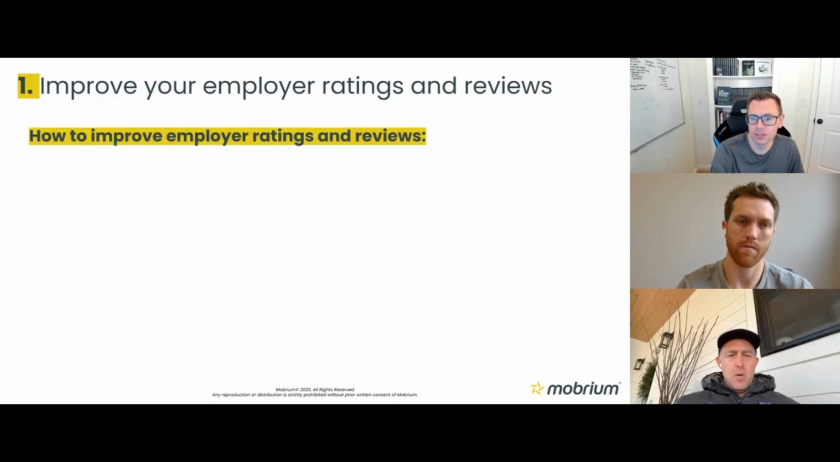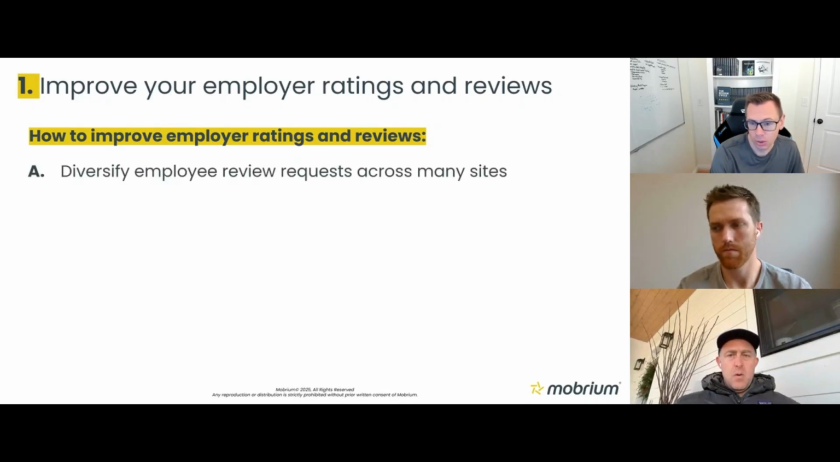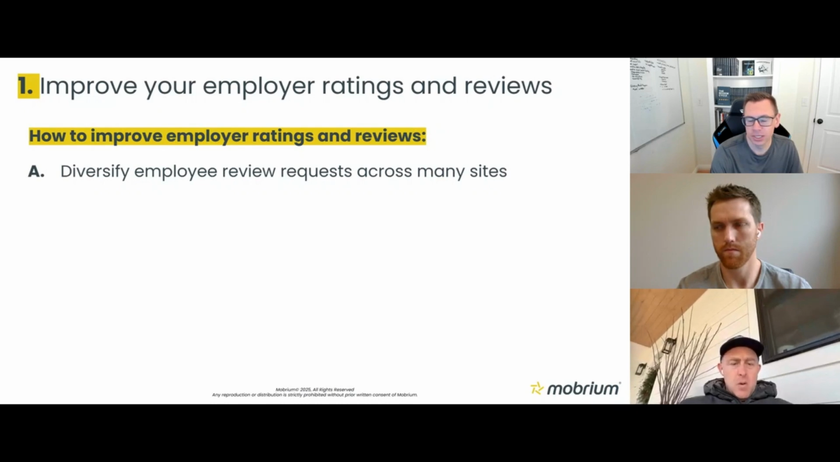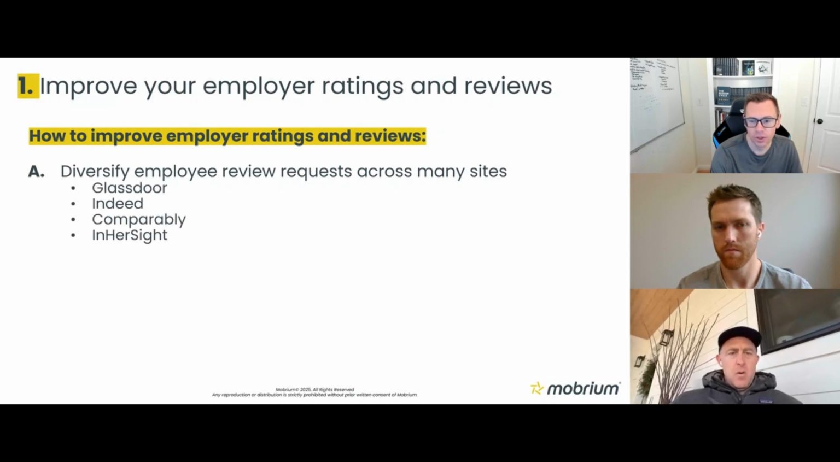And so here's our list of specific things you can do for number one, how to improve your employer ratings and reviews. I did alphabetical here. A is diversify your employee review requests across many sites. Here are the 4 that we recommend: Glassdoor, Indeed, Comparably, and InHerSite.